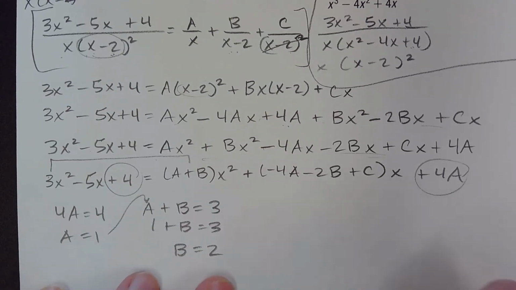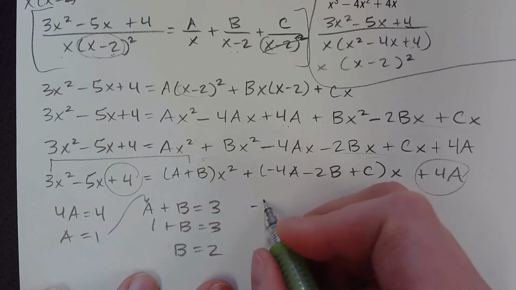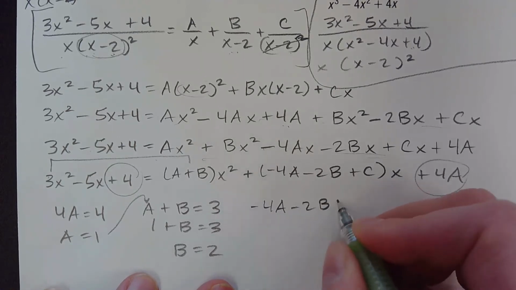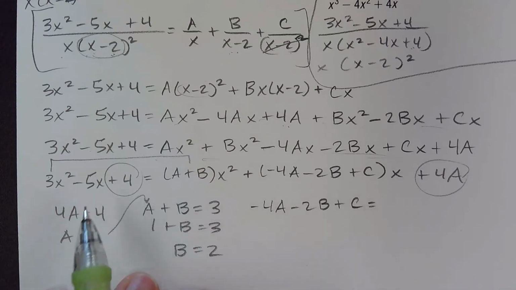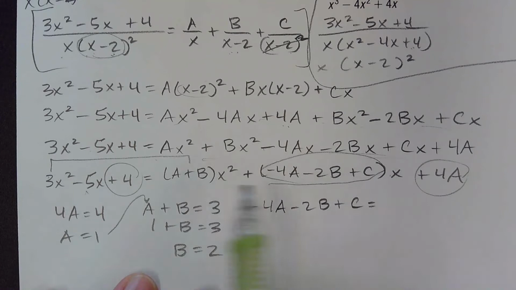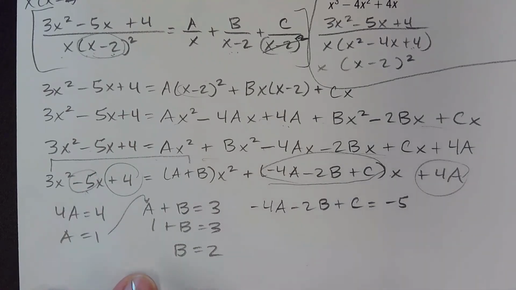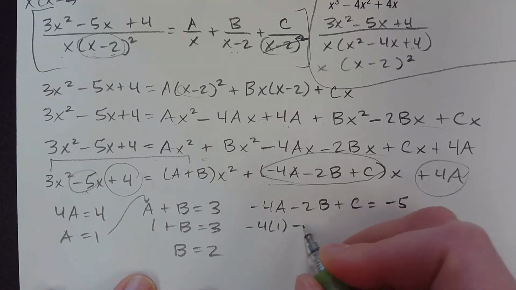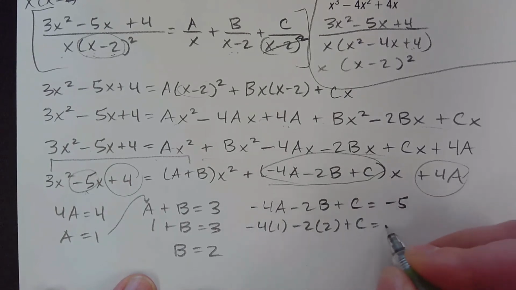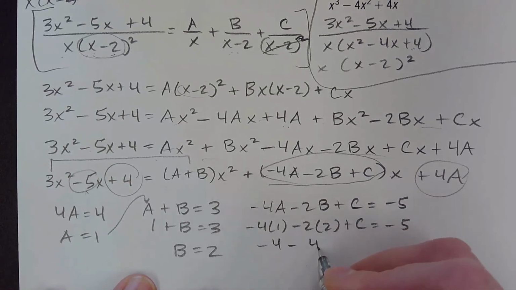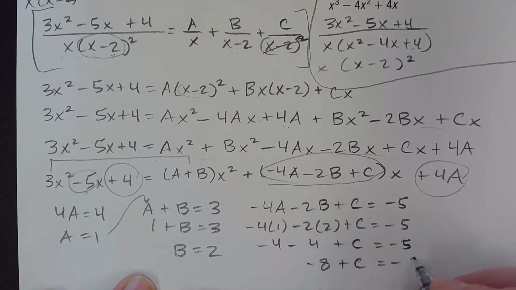And then last, I'm going to have to find C. So negative 4A minus 2B plus C equals my coefficient of x, which is the negative 5. Then I want to substitute my values for A and B that I already found. I already know that A is 1 and B is 2. So negative 4 times 1 minus 2 times 2 is negative 4 minus 4 plus C. So negative 8 plus C equals negative 5, so C is going to be equal to 3.